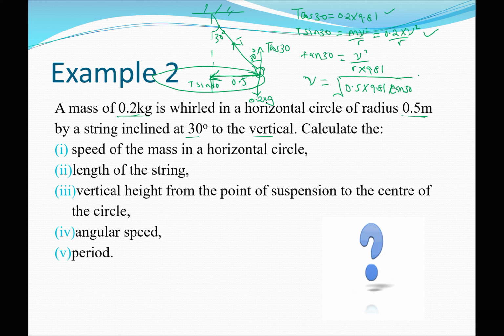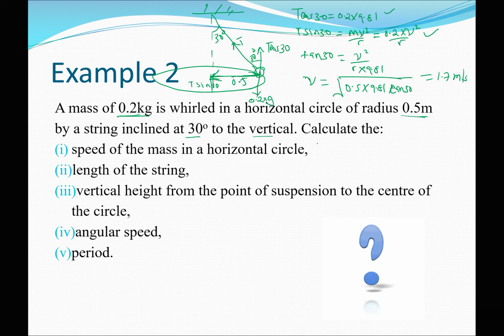So 0.5 times 9.81 times tan of 30, square root. So this is about 1.7 meters per second. So the speed is 1.7 meters per second.